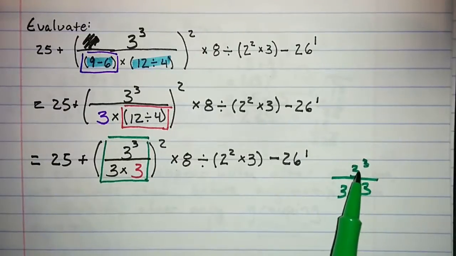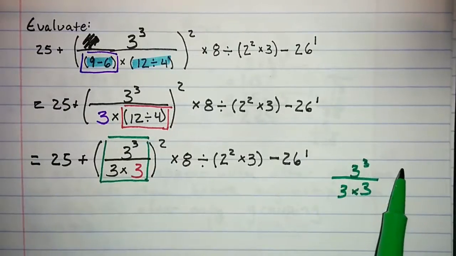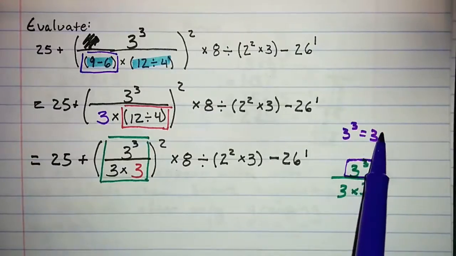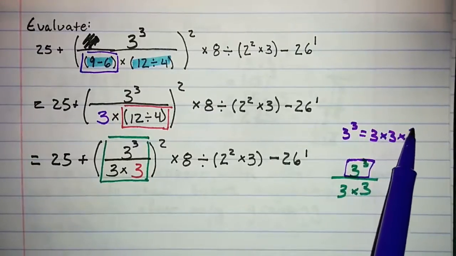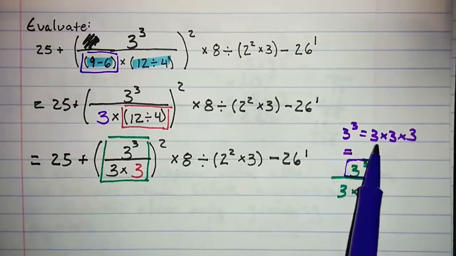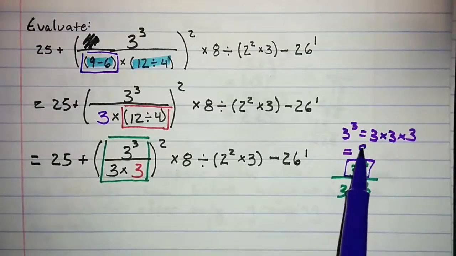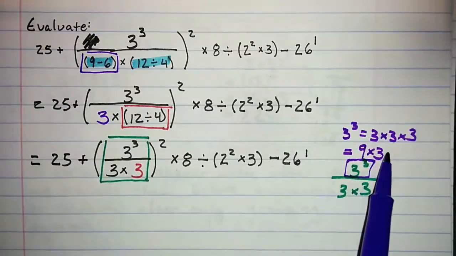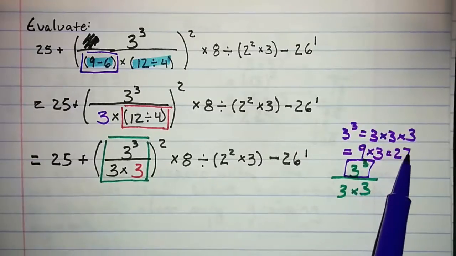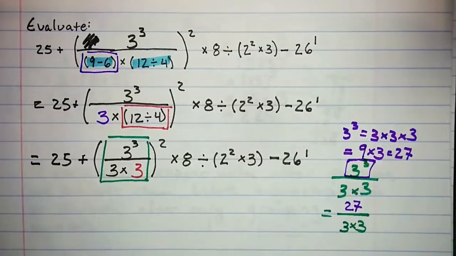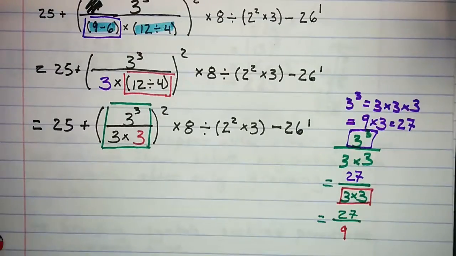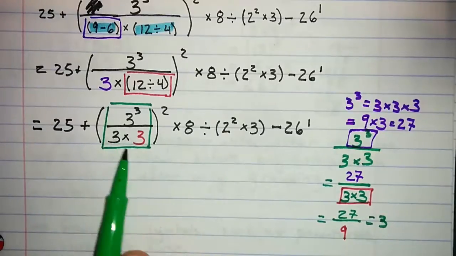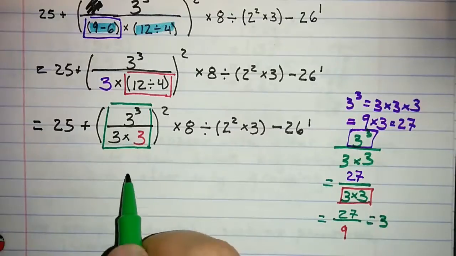In the dividend, 3 to the third, that's 3 times 3 times 3. 3 times 3 is 9. And 9 times 3 is 27. In the divisor, 3 times 3 is 9. And 27 divided by 9, that's 3. So this expression works out to 3.